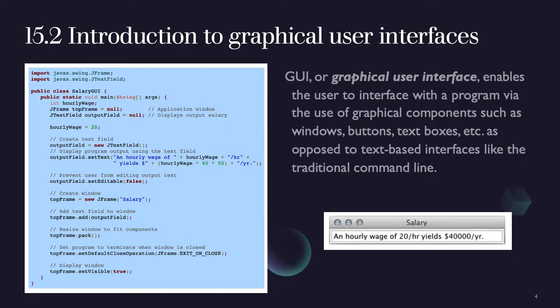Next we have an introduction of GUI. This is basically supported by the Swing GUI component here for the development of GUI. It basically enables interfaces such as windows, buttons, and text boxes, as compared to the normal text base. Here the program shows an hourly wage using the Swing GUI function.